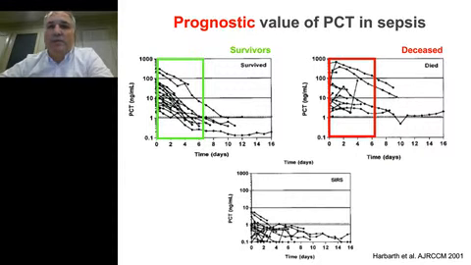And on the bottom part, you see as a control group patients with a systemic inflammatory response syndrome with no infection. And so clearly in these patients, PCT levels are lower compared to the septic population.